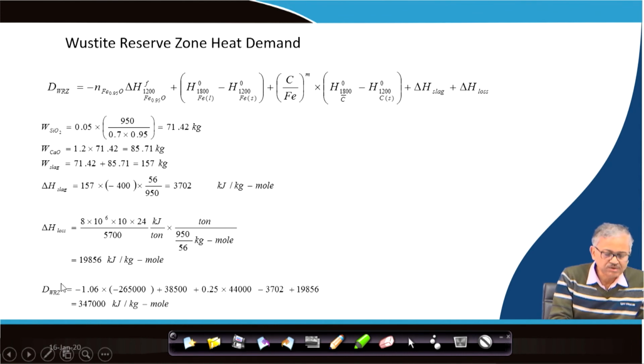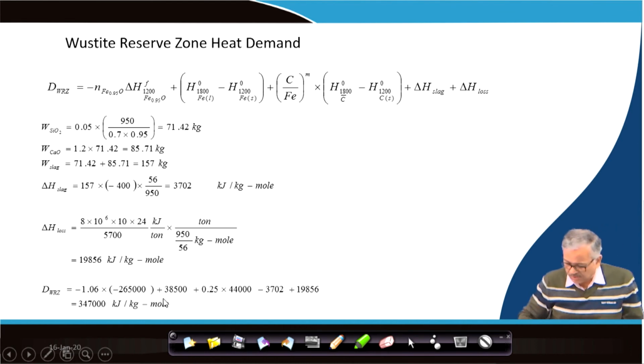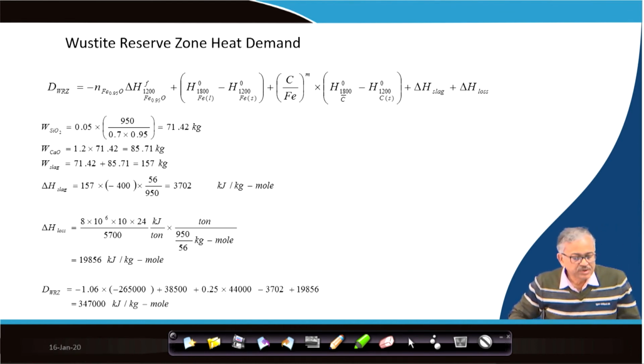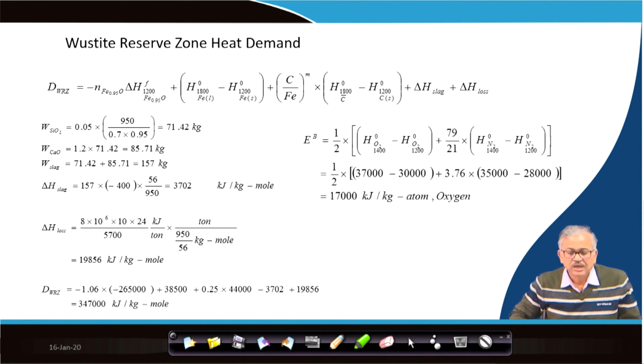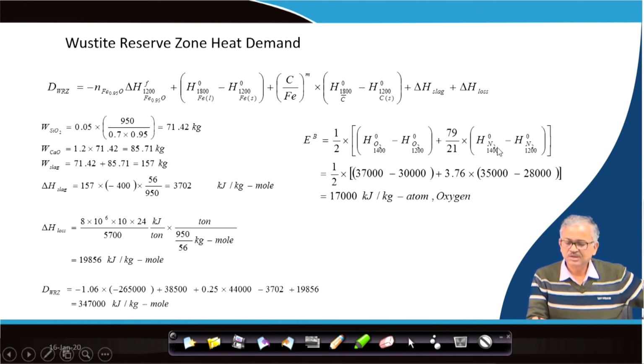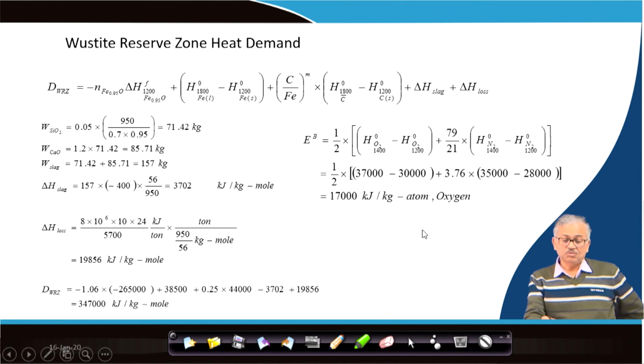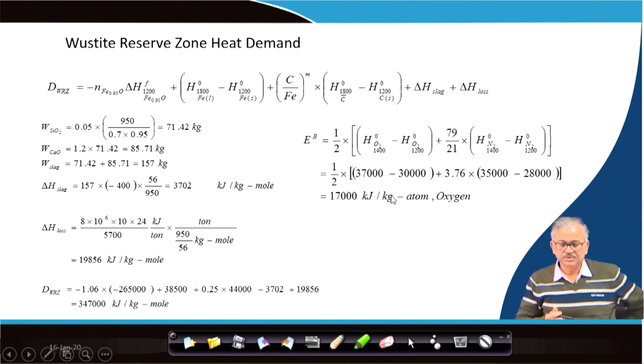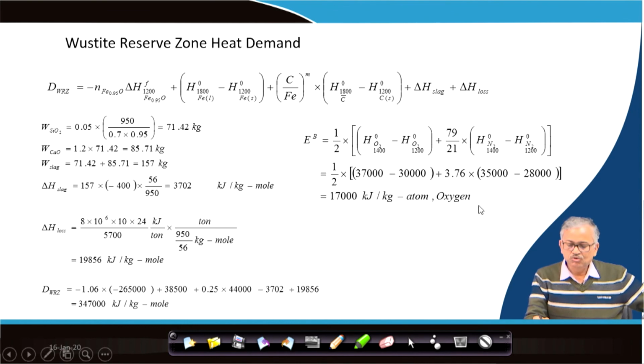So finally you can calculate the total heat demand of the direct reduction Wüstite reserve zone by this formula. This will be around 347,000 kilojoules per kg mole. The excess enthalpy of the blast you can also calculate; these values are taken from the literature. That is around 17,000 kilojoules per kg atom of oxygen. Multiplied by the NOB, that will give you the excess enthalpy coming out, per kg mole of iron produced.